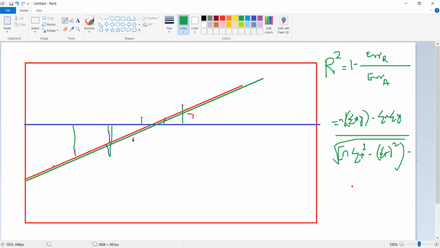I told you the actual meaning. This is the meaning, okay? 1 minus error. And this is how we actually calculate.